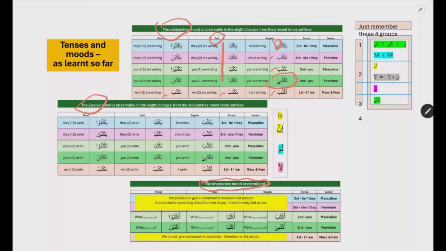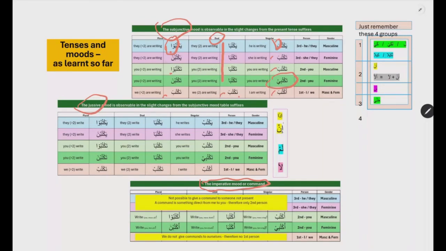With the first person, we said it's both for dual and plural is the same word. Then here we have yaktubu, without the noon again. And notice the noon fell away and we left with the alif here at the end. Same with this one. The noon fell away and we left with the waw alif.